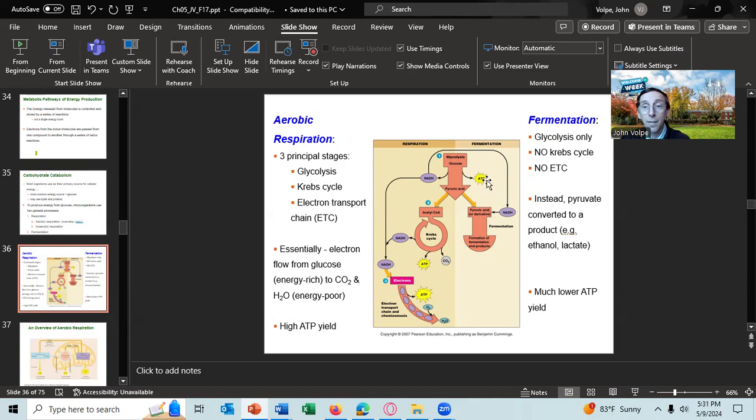In fermentation, we only have glycolysis occurring. There is no Krebs cycle, there is no electron transport chain. Instead, pyruvate is made by glycolysis from glucose, and the pyruvate is converted to the end product of fermentation, and that may be ethanol or lactic acid, lactate. It's whatever the end product is of fermentation. There is a much lower ATP yield from fermentation.